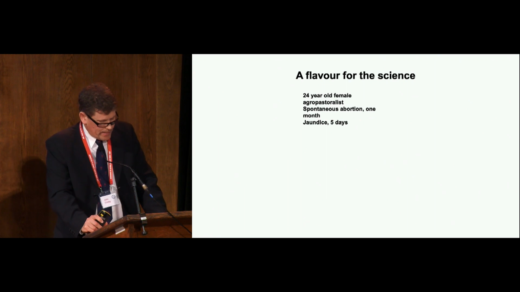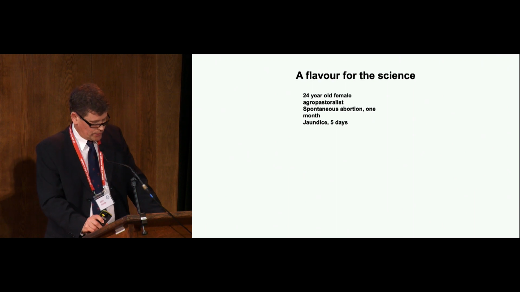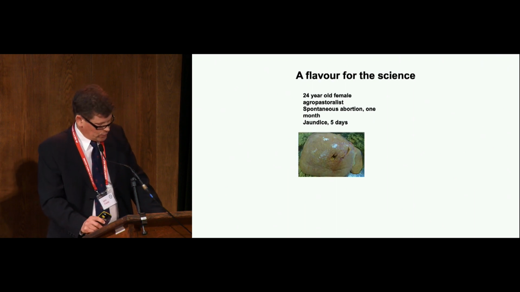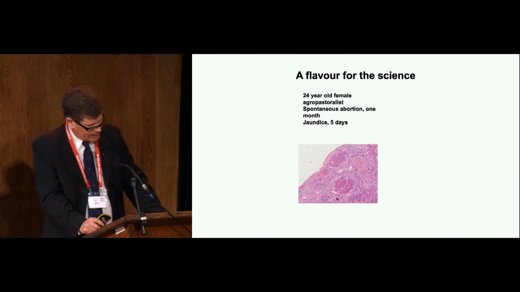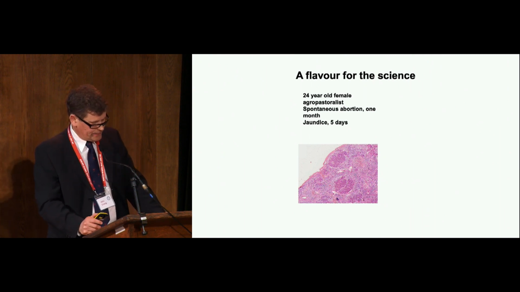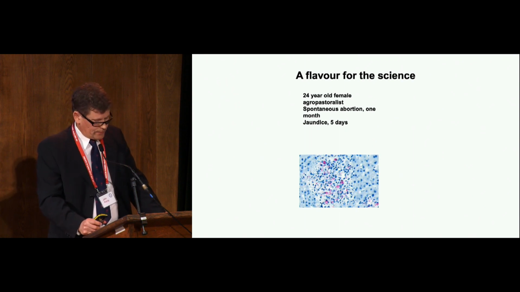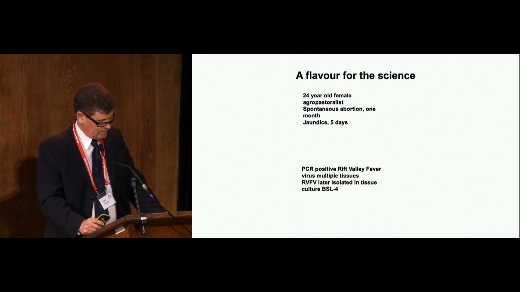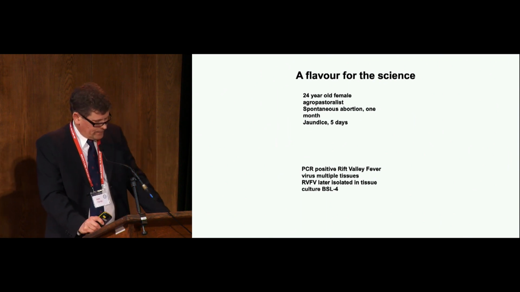Next, a 24-year-old female agropastoralist reporting a spontaneous abortion 1 month prior to presentation with jaundice for 5 days. At autopsy, the liver appeared pale and boggy with diffuse micronodules. Liver H&E histology here at 40 times magnification showed confluent submassive hepatic necrosis. And immunohistochemical staining was positive for Rift Valley fever antigen in necrotic hepatocytes. Multiple tissues were PCR positive for Rift Valley fever virus, and Rift Valley fever virus was subsequently isolated in tissue culture.